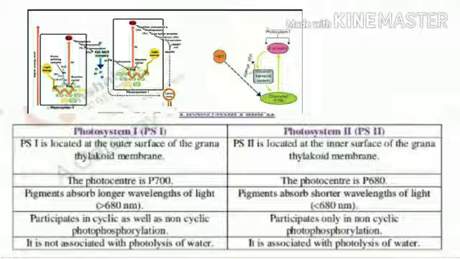Next one is, in PS1, the chief pigment absorbs longer wavelength, that is 700 nanometer, but PS2 absorbs lesser wavelength, 680 nanometer. Next one is, PS1 participates in both cyclic and non-cyclic photophosphorylation, but PS2 participates only in non-cyclic photophosphorylation. Last one is, PS1 is not associated with photolysis of water, but PS2 is associated with photolysis of water. These are the major differences between PS1 and PS2.